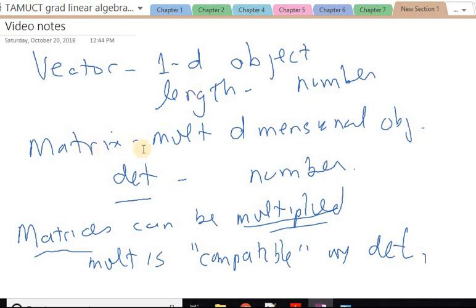Now, a matrix we can consider not as a one-dimensional object, but as a multi-dimensional object. Why is that? Because each column is a vector. So you have multiple vectors. Each vector can be thought of as a single dimension. So we have a multi-dimensional object that kind of brings together multiple vectors. And as the introduction says, the determinant is a number that's associated with that matrix.